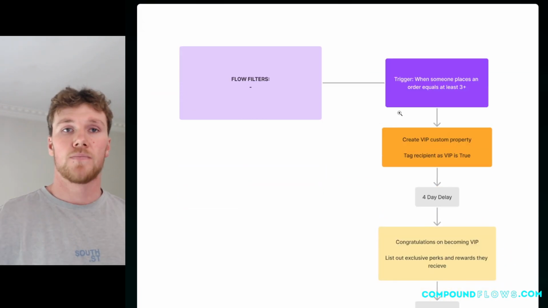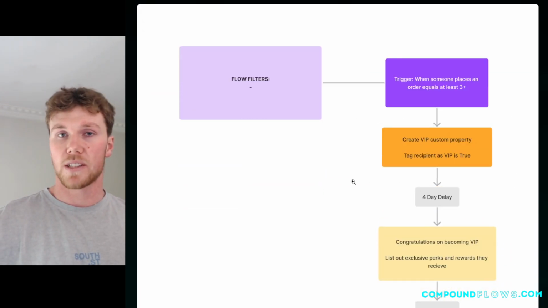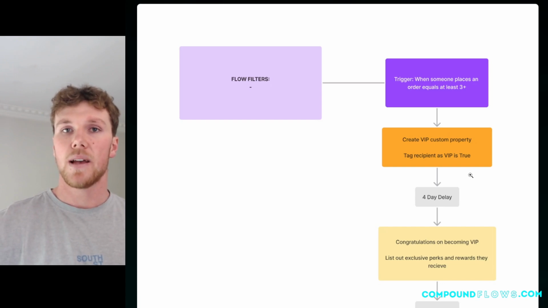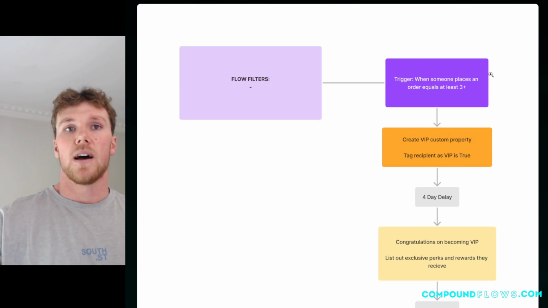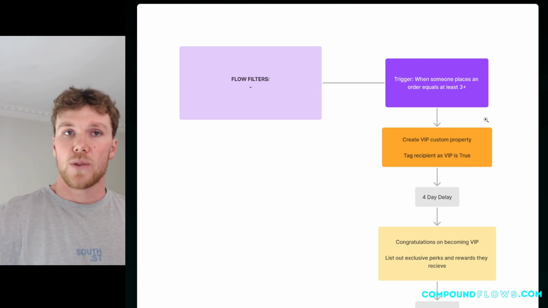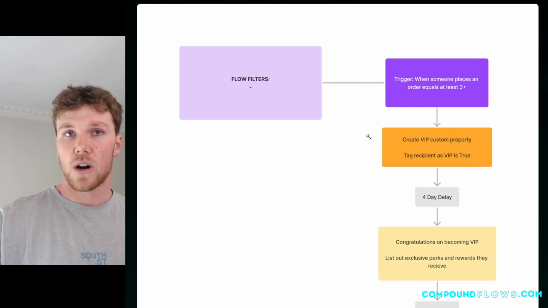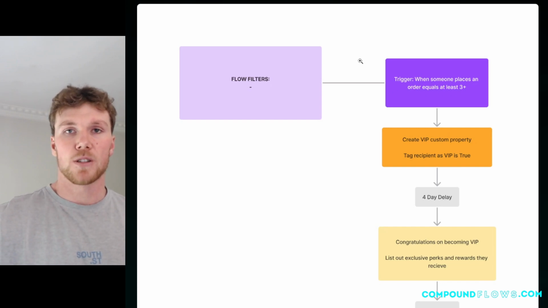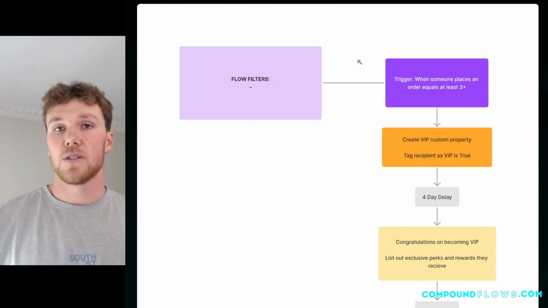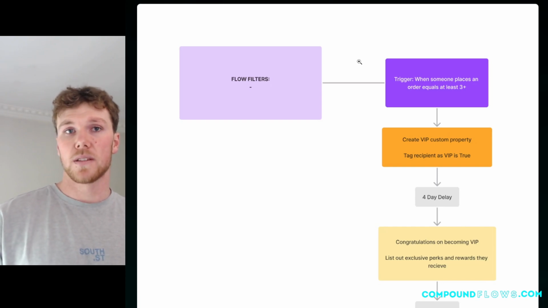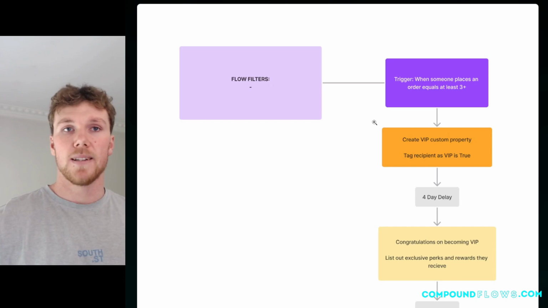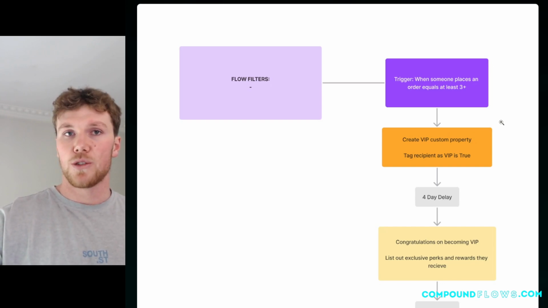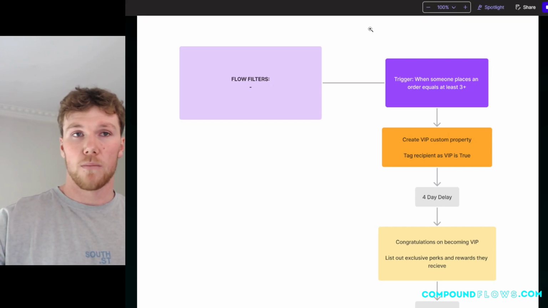So with this flow, you want to create a block here where it creates a custom property and actually tags them as a VIP. Usually we like to do anyone that orders over 3 times. But again, it just depends on your store, how repurchasable your product is. Maybe you have a bunch of customers that have already ordered 3 times, so maybe your VIP customers are someone that's ordered 5 times instead of 3. Really just depends on your store, but 3 is usually a good thing to go by for most stores, we find.